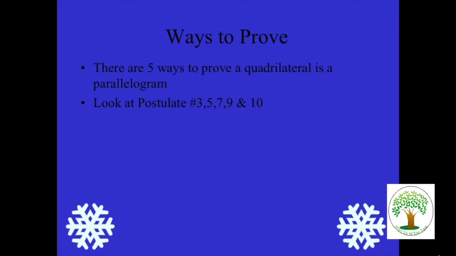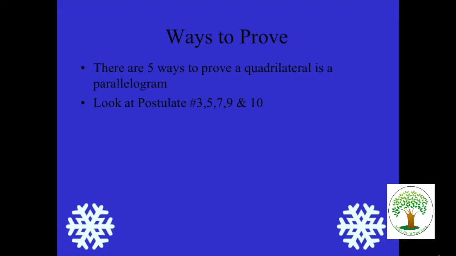Number 9. Let's do number 9. Brett, we're with you. If you'll read it for me. If the diagonals of a quadrilateral bisect each other, then the quadrilateral is a parallelogram. Very good. We had that one last time. If it's a parallelogram, then the diagonals bisect each other. Now we're going backwards and saying that if they do bisect each other, then it's a parallelogram.